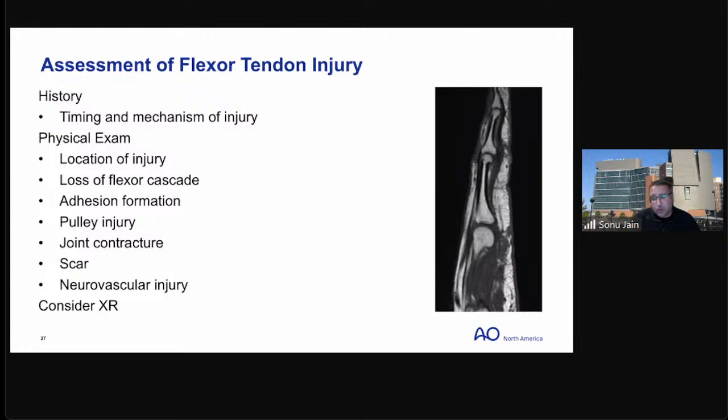Adhesion formation, that's more for your delayed presentation patients. Pulley injury, potentially. Joint contracture, again, for more of a delayed patient scenario. Neurovascular injury, and then consider x-ray depending upon the mechanism of injury. So low threshold to get that. Sometimes you could have a sharp blade injury that could be pretty strong. You could actually get bone injury with those. So have a high index of suspicion for that, depending upon the mechanism.